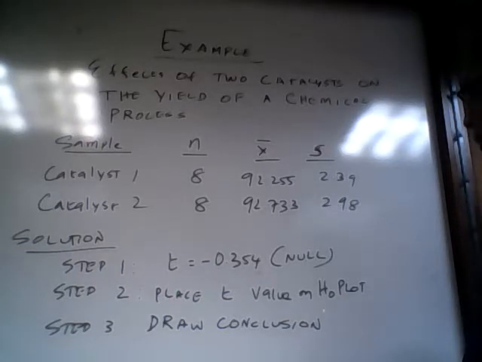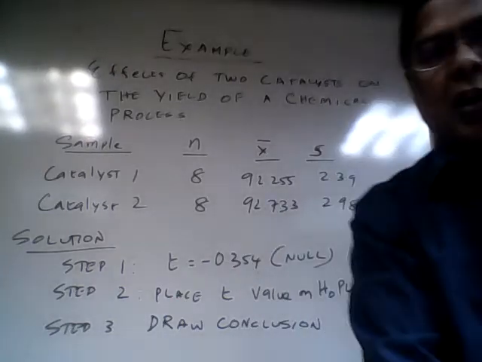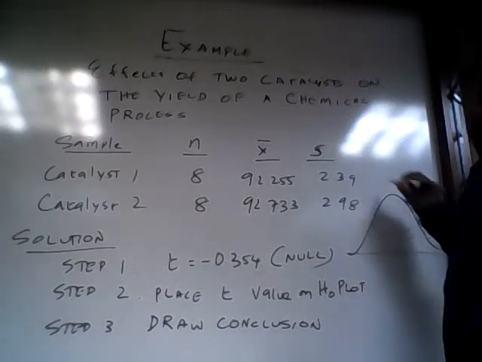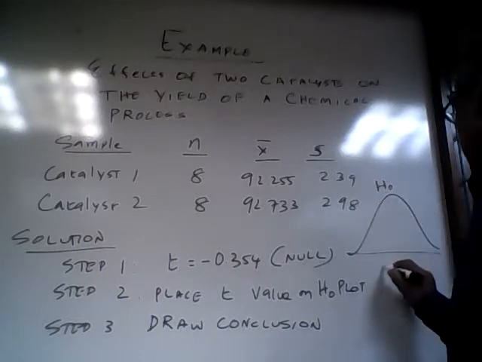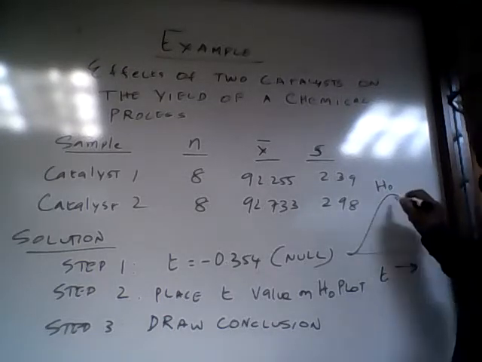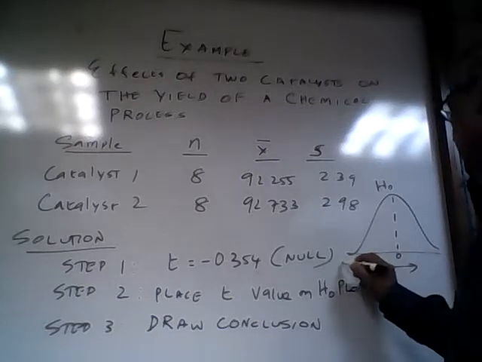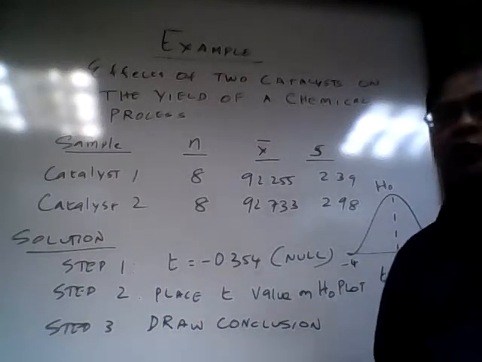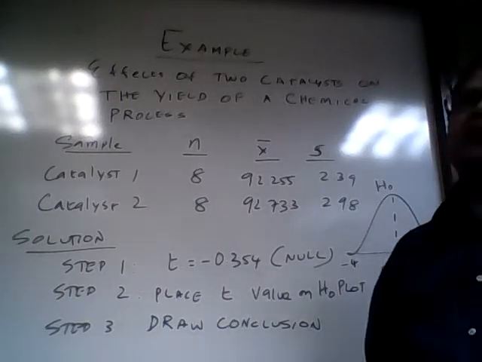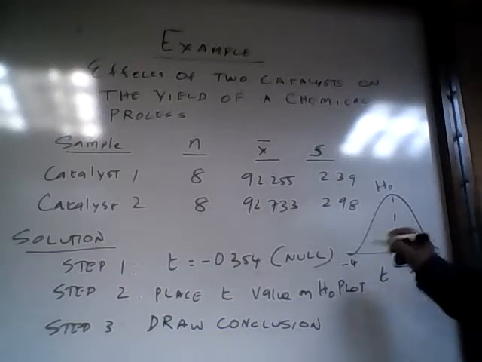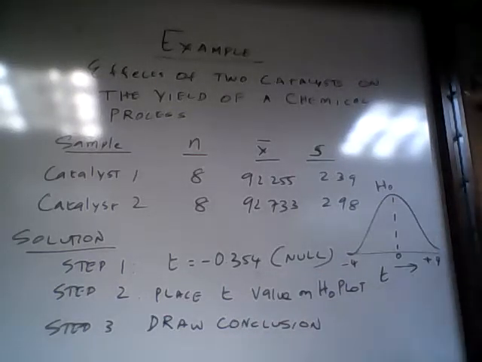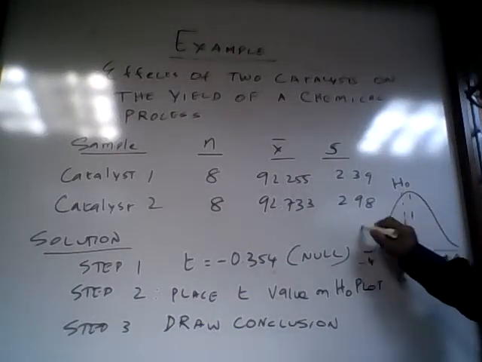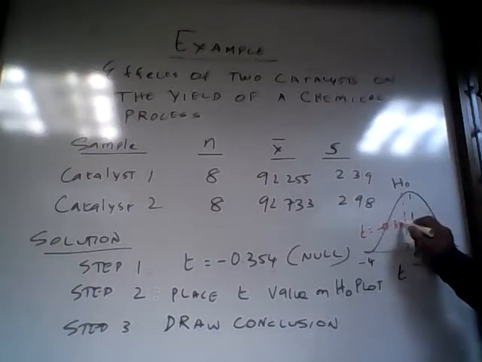Now we want to place this t-value on the H0 plot. Now how does an H0 plot look? An H0 plot would be something like a Gaussian like this. This is the H0 plot for various t values. So the t is plotted here. So this is 0, this will be, let's say, minus 4, and this is plus 4. So this is a typical plot of H0 for all the t values. Now we want to place your t value on this one. So we take this as t equal to minus 0.354.